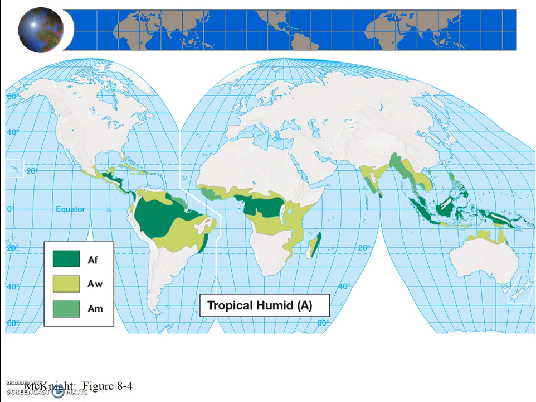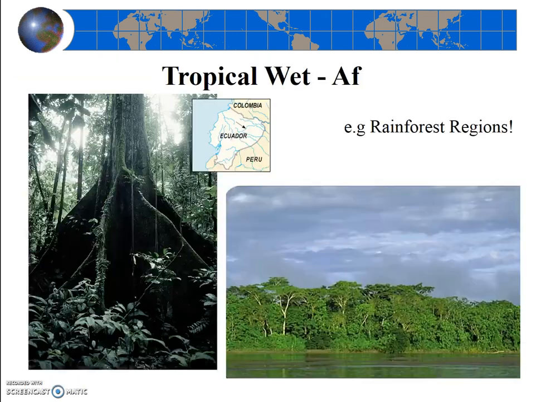Thus, hot and wet year-round, no dry season. Thus, it can create and support dense forests. And indeed, these areas of the world are what we think of as the rainforest regions of the world. They have lots of moisture and sun and can support dense, thick forests.